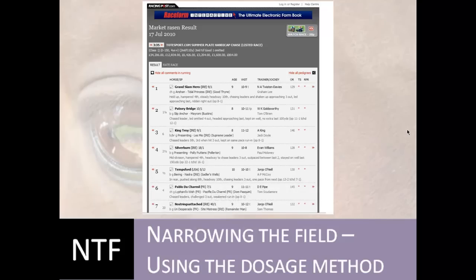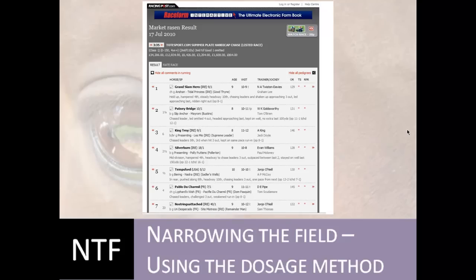If we think back to the dosage trend as well, we've got Putney Bridge, King Troy, Tempsford, and obviously Grand Slam Hero, the winner. All 4 of them were in the dosage green zone. I was confident before the race was run that I'd got this race correct. And with the 4 of them coming in the top 5, these dosage trends held up very well. Now, this is a strong dosage race.